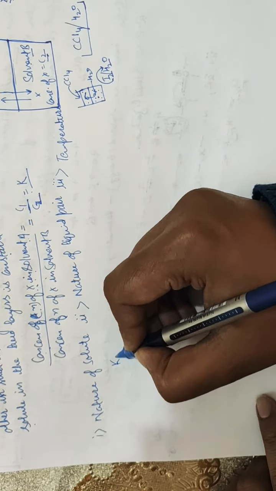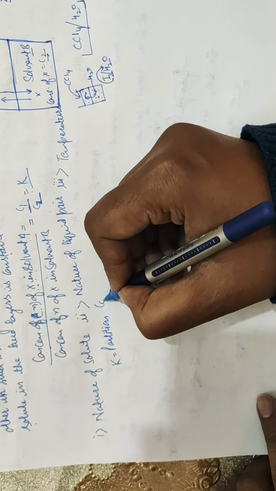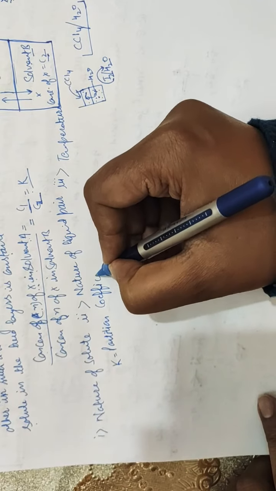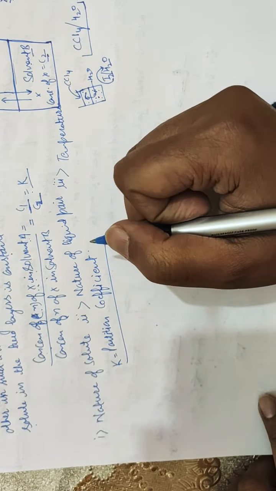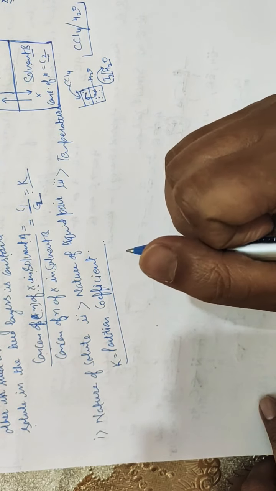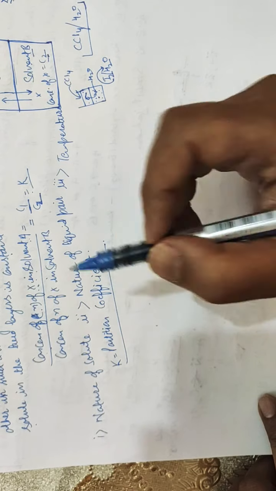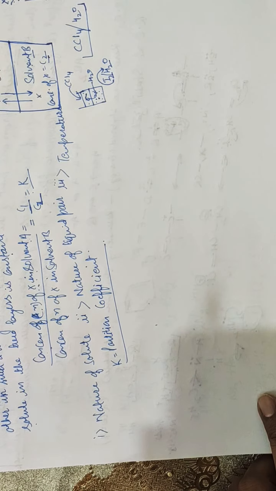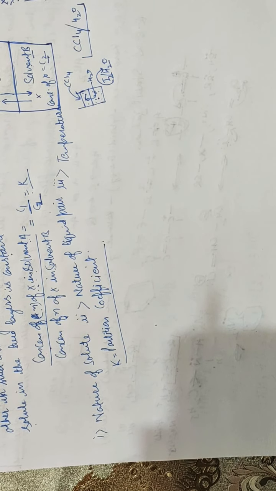So K is also called the partition coefficient. Further, the factors which affect the partition coefficient are the nature of the solute, the nature of the liquid pair, and temperature. So let's take one by one what these different factors say about the partition coefficient.